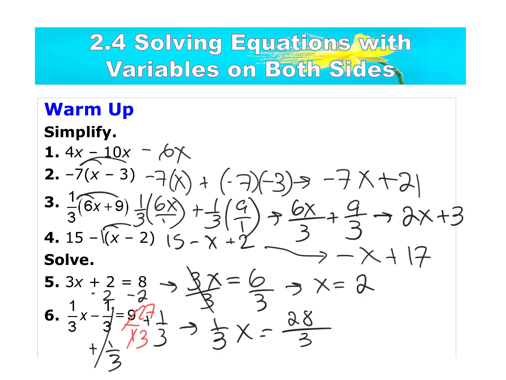Now, since we are multiplying by a fraction, you guys remember we can multiply by its reciprocal. The reciprocal of 1/3 is 3 over 1. So multiply by 3 over 1 in order to cancel out. That is going to give me, in a simplified version, 28. So that's what your x is going to be.